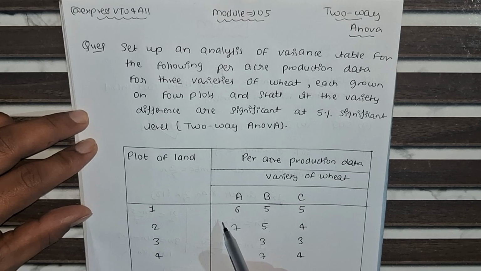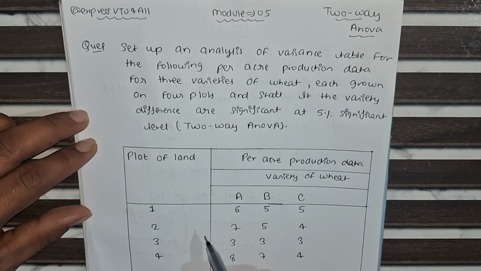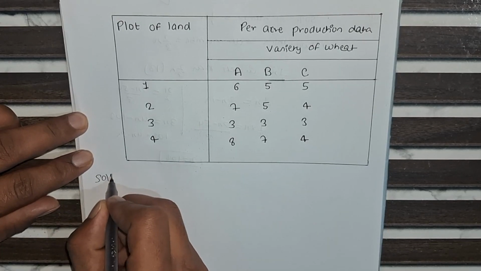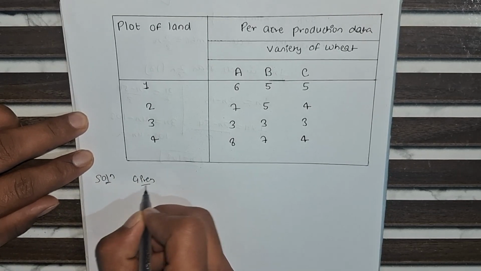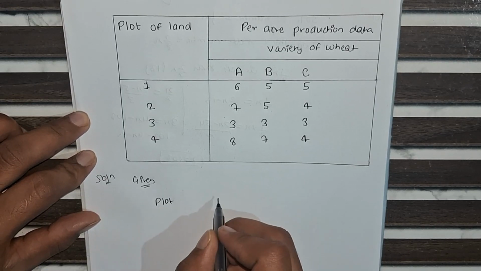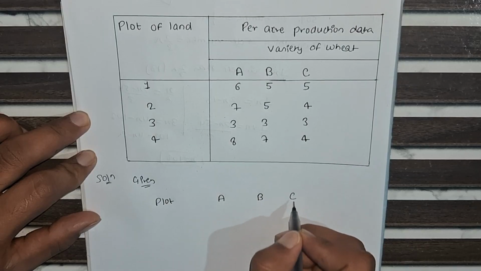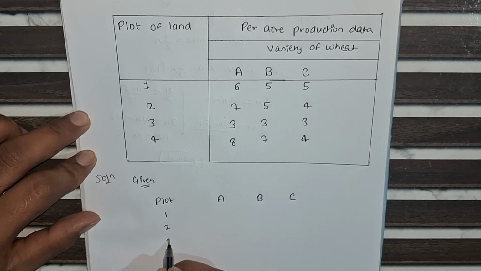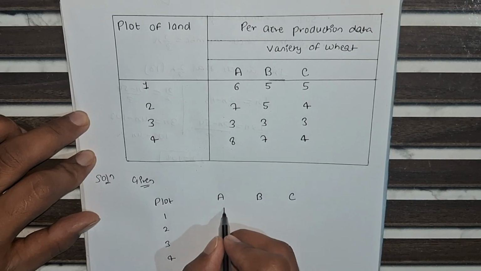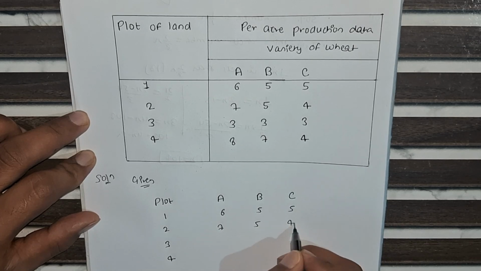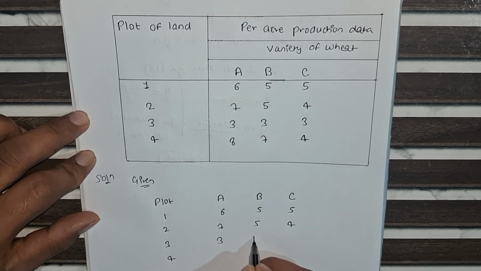So this is the table which is given here. So first we write what is given in this question. Solution. So given, this is the table. So first we write the table once again. This is plot, A, B and C. This is the variety of wheat production. 1, 2, 3, 4. This is 6, 5, 5, 7, 5, 4, 3, 3, 3, 8, 7, 4.